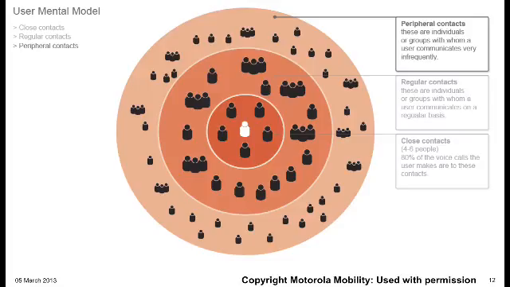Some other models that you can do, you can think about user mental models. We created this model on our system that looked at how people thought about their contacts, that they might have a close group of 4 to 6 people that they talk to almost every day, they keep in touch with, they share lots and lots of rich media with. And then they have various regular contacts and peripheral contacts, some of which come in groups.